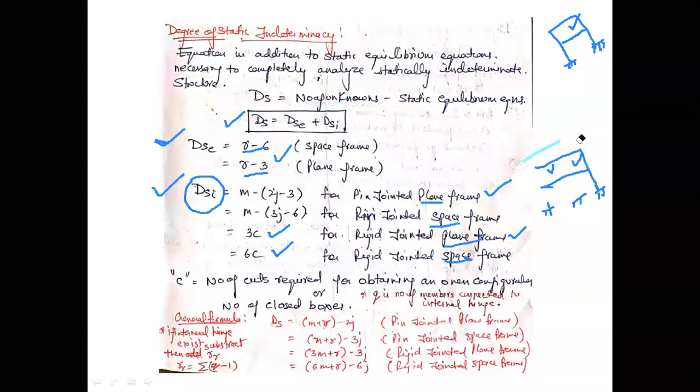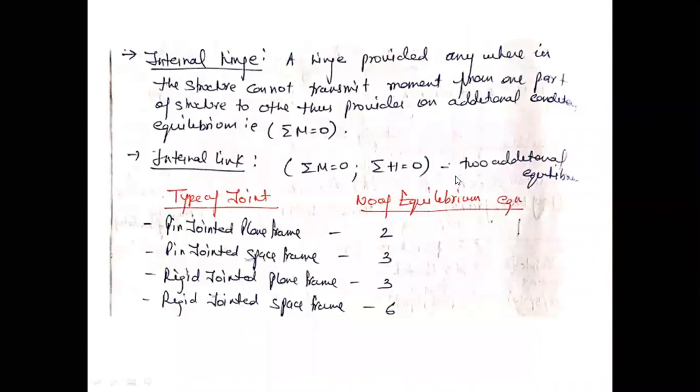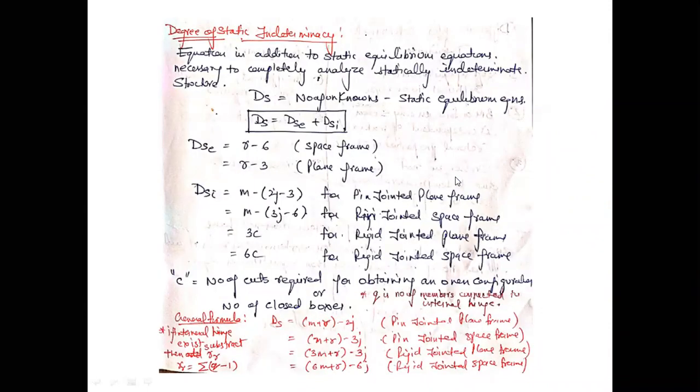Now, using these equations and the basic understanding of what indeterminacy is and what we are calculating, we can easily calculate further in the upcoming lectures and slides. So basically, this is nothing but the general formula, for DS total. If you have this formula in your mind, you don't need to remember the others. This is a basic general formula for degree of static indeterminacy.